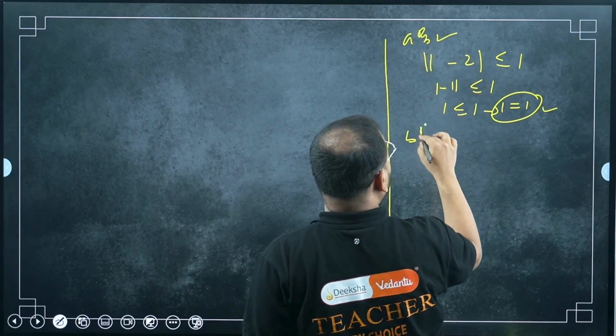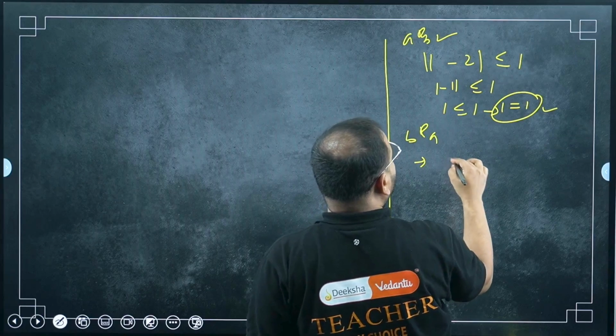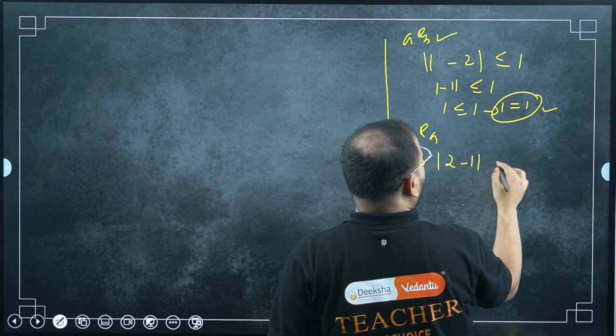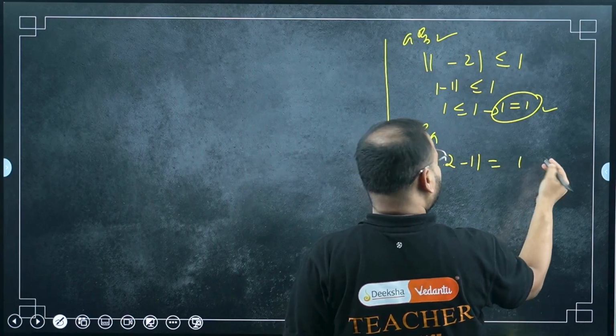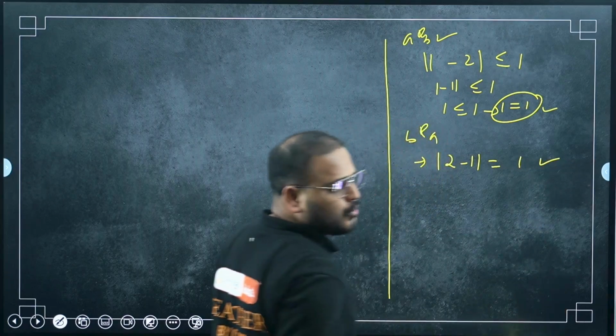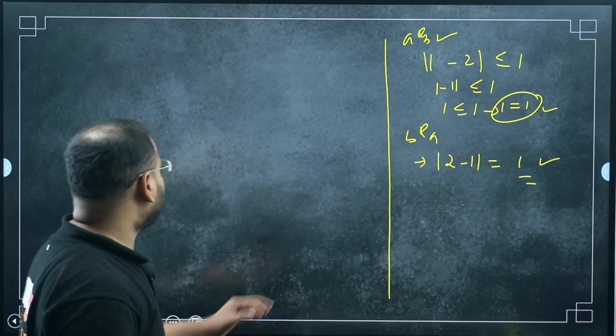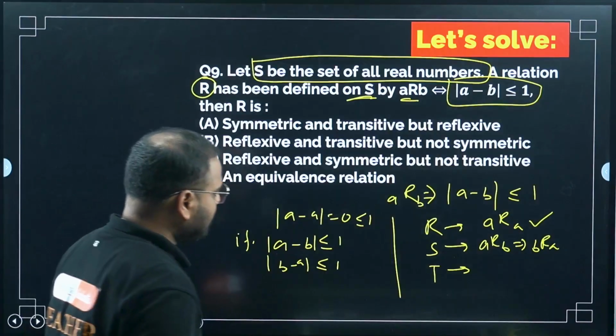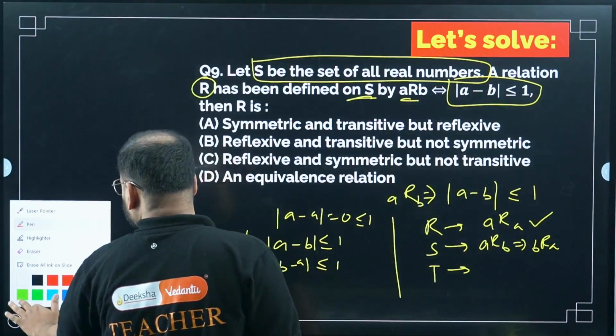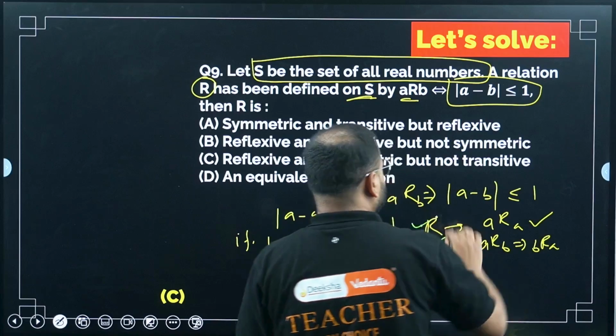Then what about BRA? BRA will be looking like this: 2 minus 1, the mod. How much is that? 1 only, right? Which is again, the condition is satisfied. 1 is less than or equal to 1. So again, the equal to condition will be valid here. So symmetric is also valid. Both these are valid. What about transitive?